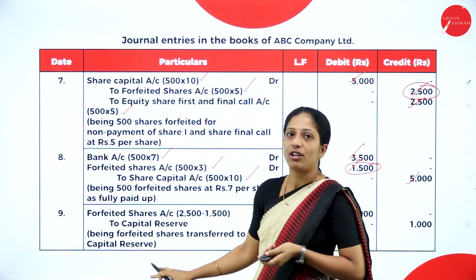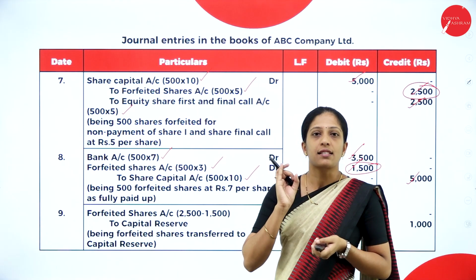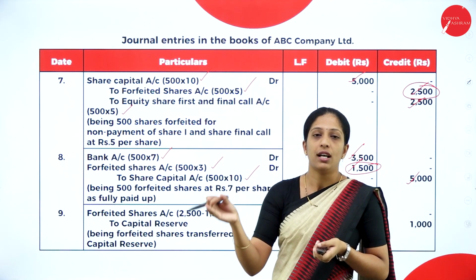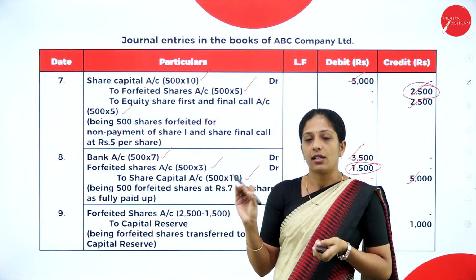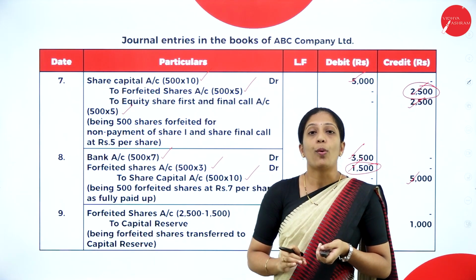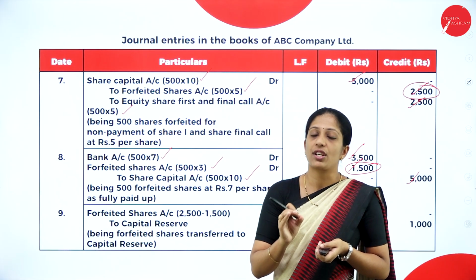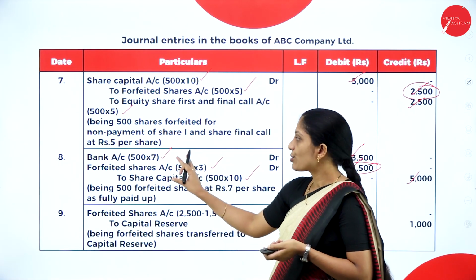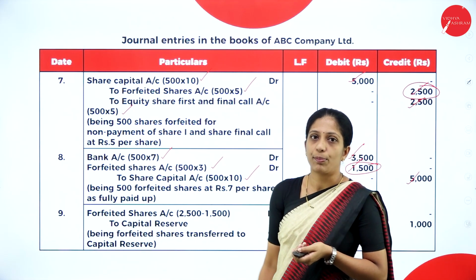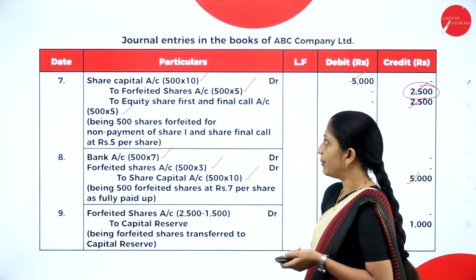So hope you are clear about this problem. The only extra adjustment in this problem was your oversubscription, where you have to record it in your 2nd entry. Okay, so this is how you are going to solve the problem when there is oversubscription.